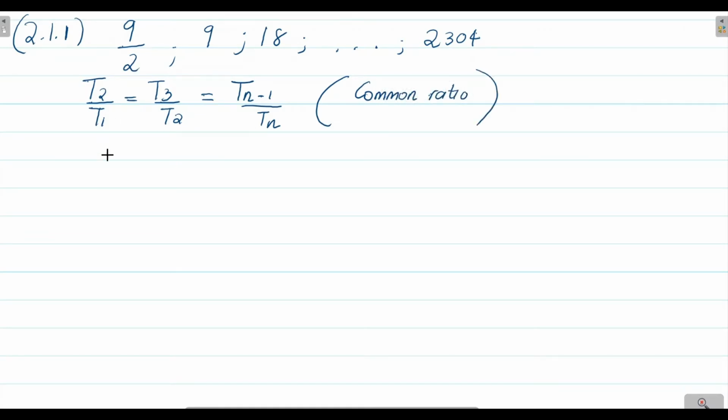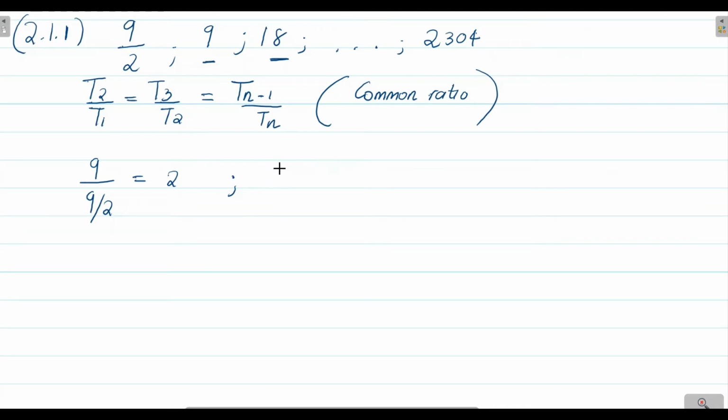Okay, so what is our T2? Our term 2 is 9, so the second term in the sequence is 9. What is our term 1? It's 9/2, right? So 9 divided by 9/2 is equal to 2, right? And then you can just quickly check that your T3, which is your term 3, divided by your term 2 should also still give you 2, right?